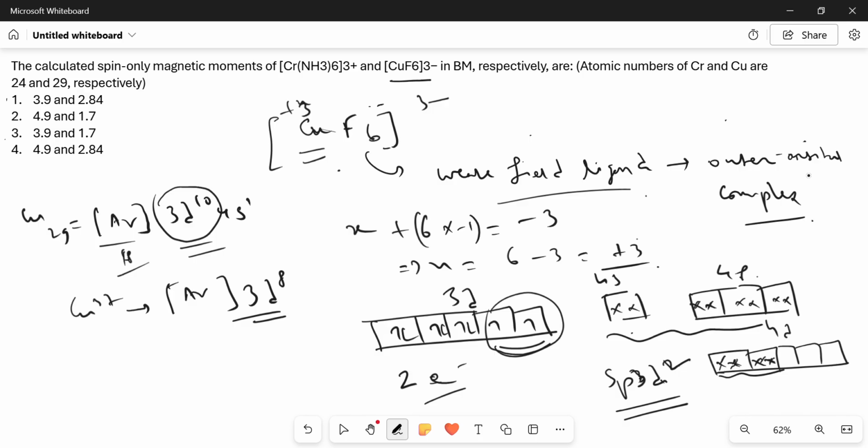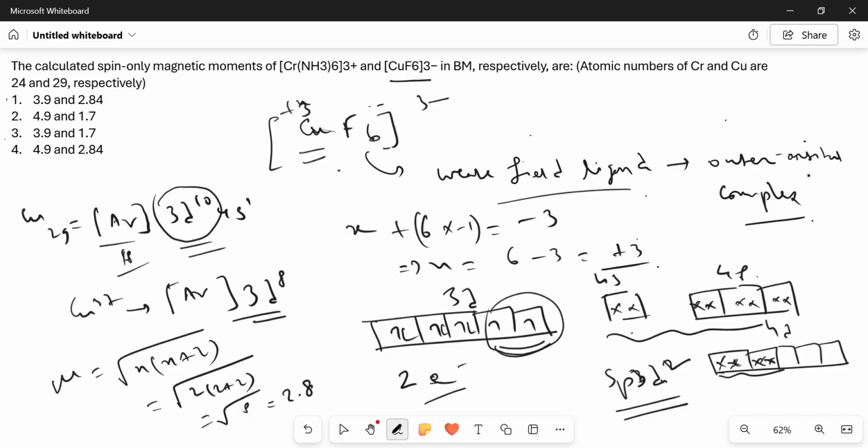Now calculate the mu value. Mu equals root over n into n plus 2, so root over 2 into 2 plus 2, root 8. That is almost 2.84 Bohr magneton. So which one is the correct option? The first one is the correct option: 3.9 and 2.84. Next question.